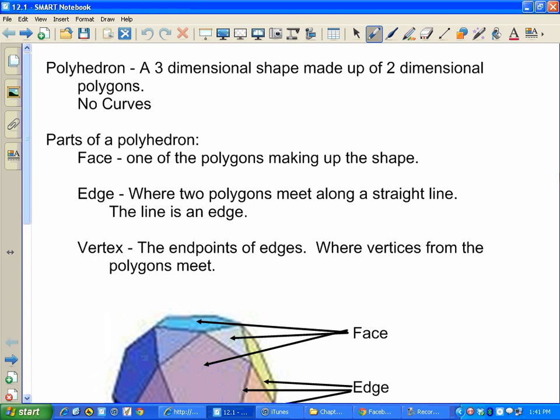Chapter 12 is all about three-dimensional shapes. Everything that we've done up until this point has been two-dimensional shapes, length and width, things like that. Now we're going to have three-dimensional shapes, so I'll be showing you some pictures to kind of represent them. I'll also bring in some solids and let you see what they look like.